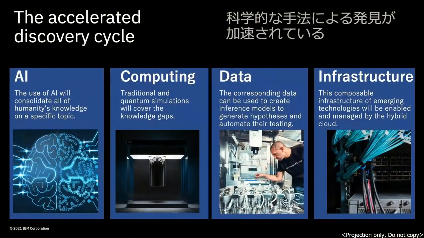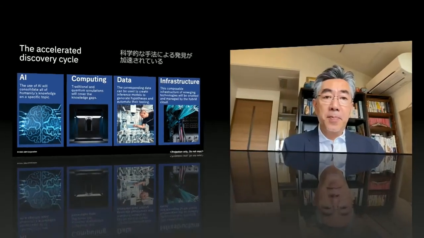So we have been focusing on several key technologies to drive that. One is AI, artificial intelligence. The second is computing in general, including classical and future computing. Third is the importance of data, not just the amount or mass of the data, but the quality of the data. And number four is the infrastructure. More specifically, the computing infrastructure, including the hybrid cloud and the data connections, IoT, sensor networks.